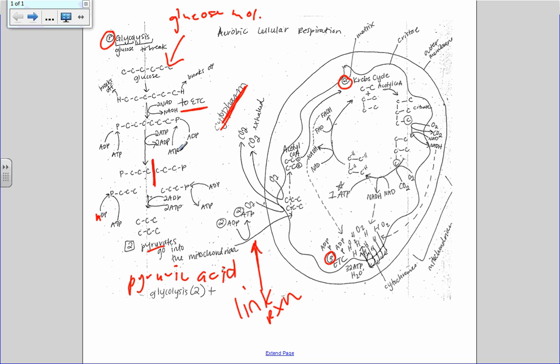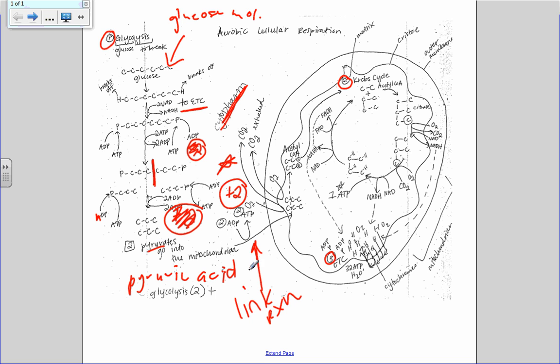Okay, so we used two ATPs right here. So this was -2. This was +2. We got them back right here. And then we got +2 here as well. So how many net ATPs were made during glycolysis? Good. We had two net ATPs made during glycolysis.